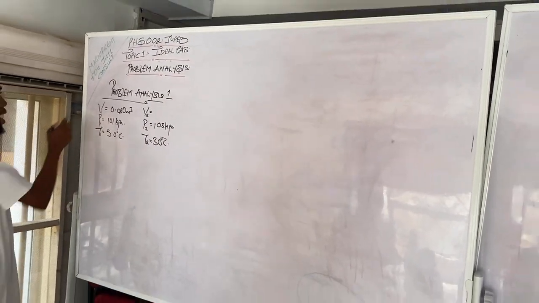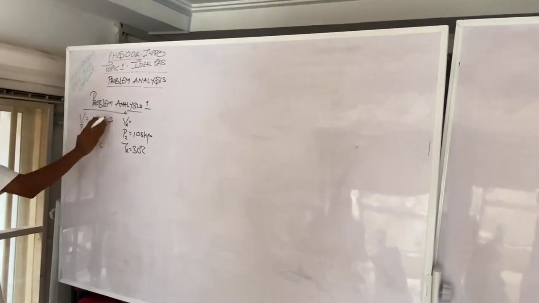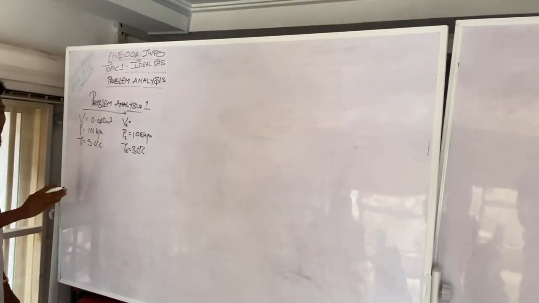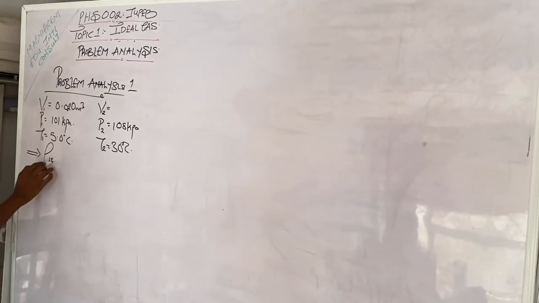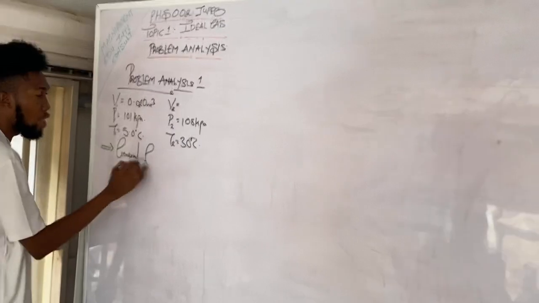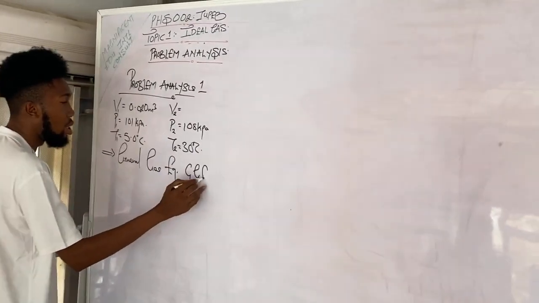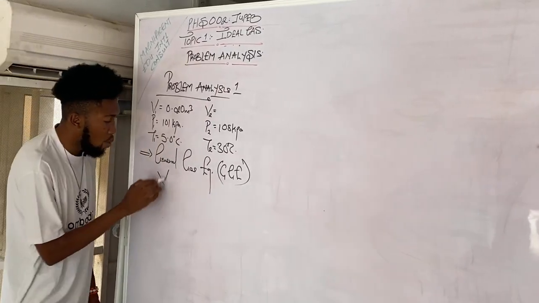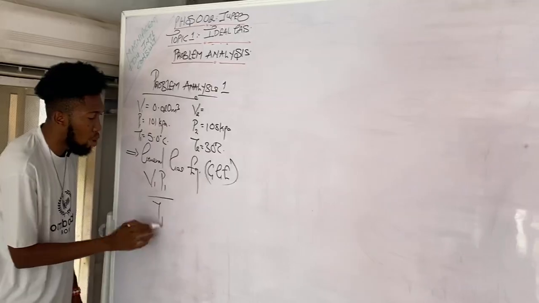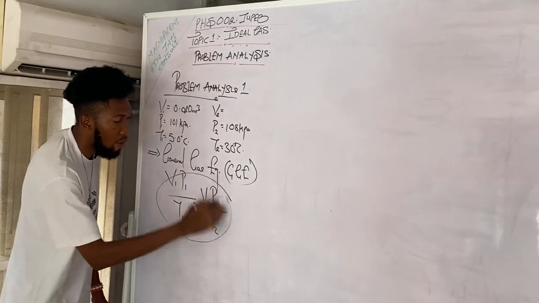So let's look at what we have here. We know that we are given V1, P1, T1 and V2, P2, T2. Automatically, we know that this links us with the general gas equation, which is GGE. So V1 P1 over T1 is equal to V2 P2 over T2. We know that this is our formula of relationship.